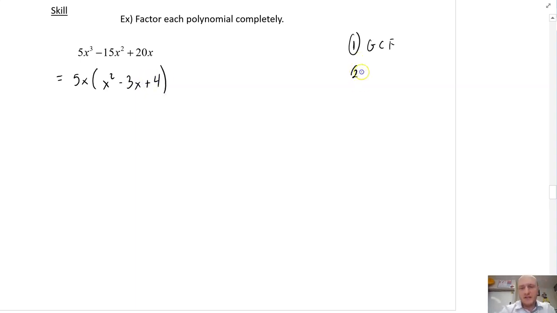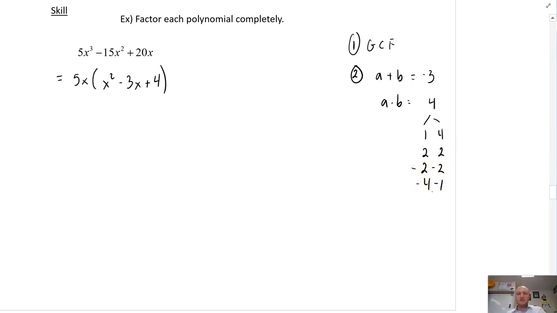Okay, so that is step 1. Step 2 is, what are two terms that add up to give us our middle term, which is -3, and multiply to give us our last term, which is 4? Well, the answer is none. I can have 1 times 4, 2 times 2, and 4 times 1, where half of these are positive, positive, and then half are negative, negative. So none of these give me -3. So we're done. This is our answer here.